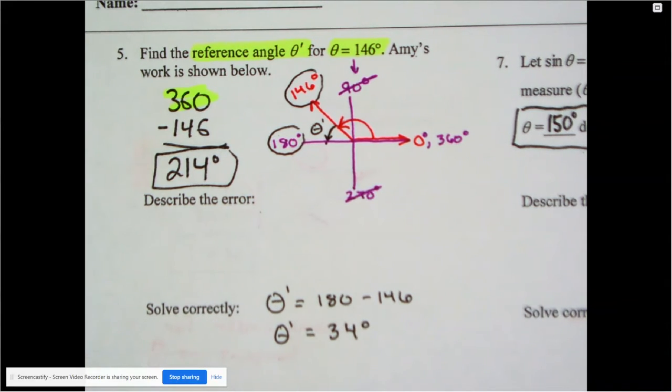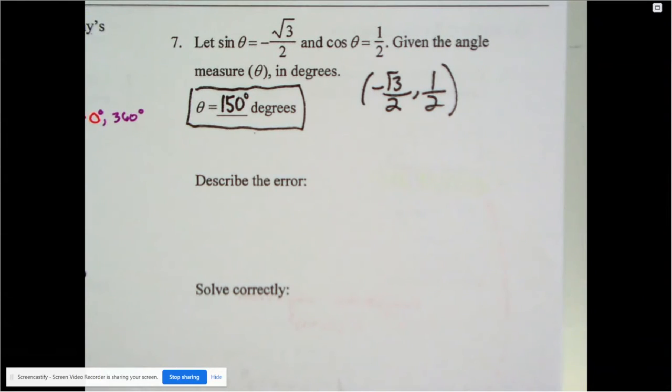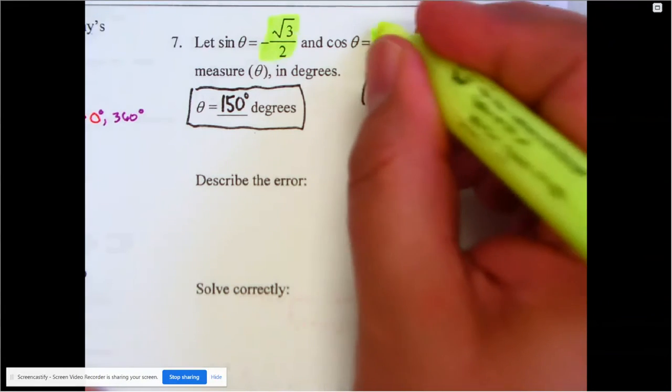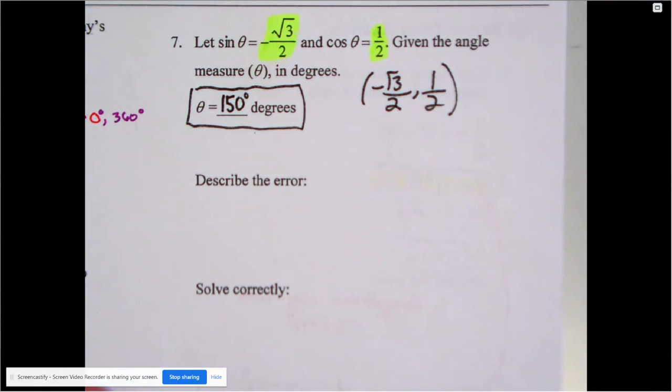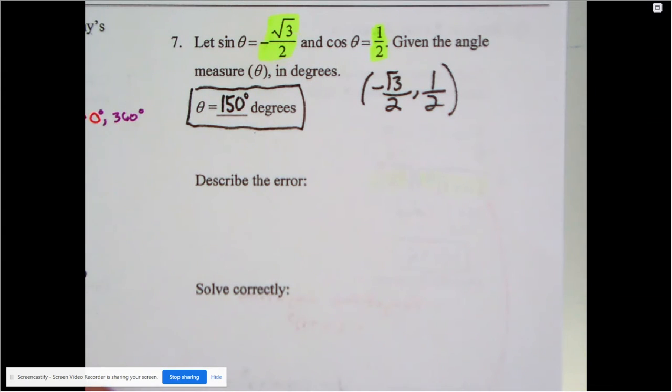And here's another one that's supposed to be one of the easier questions on the test. Since it's next to it, we'll just do it right away. It says, let sine be negative radical 3 over 2. Okay. Let cosine be 1/2. And then all they said was, give me the angle that has these two values. Well, this is a unit circle question.